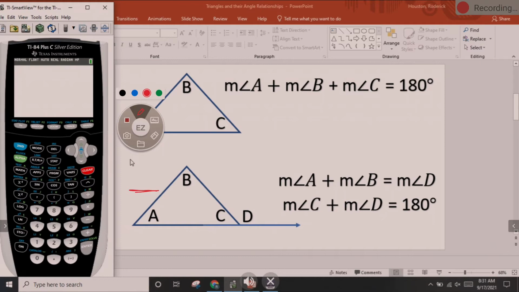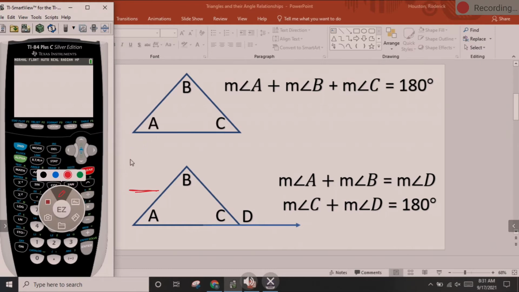Okay, so this says that the measurement of angle A plus the measurement of angle B plus the measurement of angle C, if we add all three of those up, it equals 180. Okay, so that's key to remember because the 180 will help us find if one of them is missing.